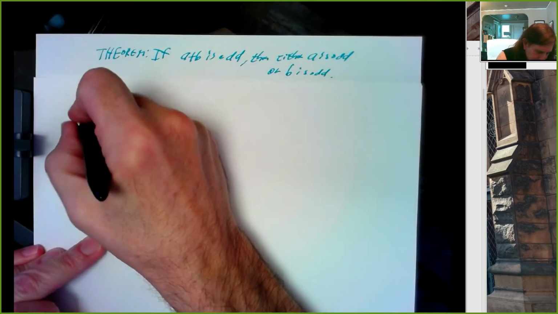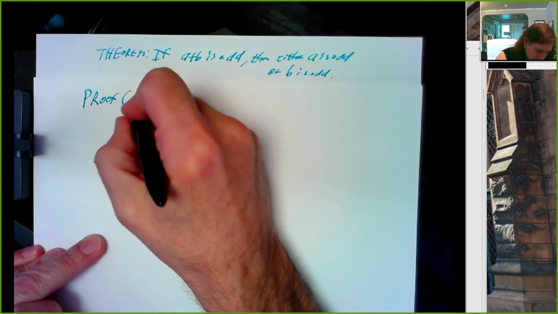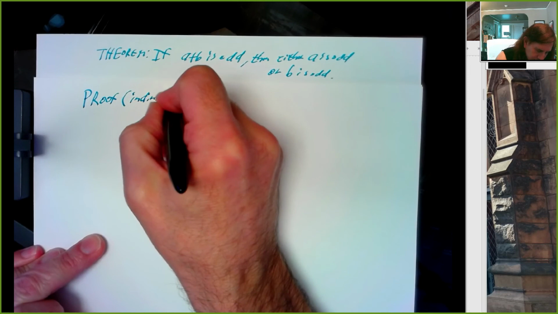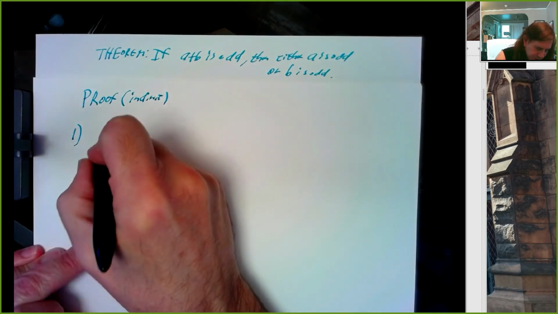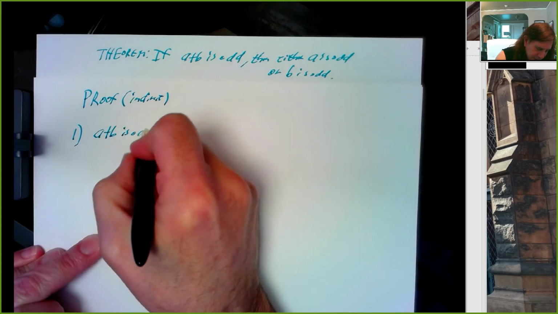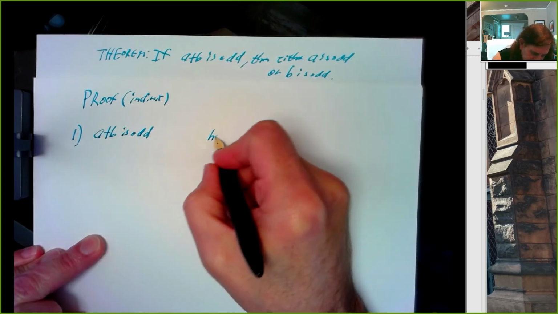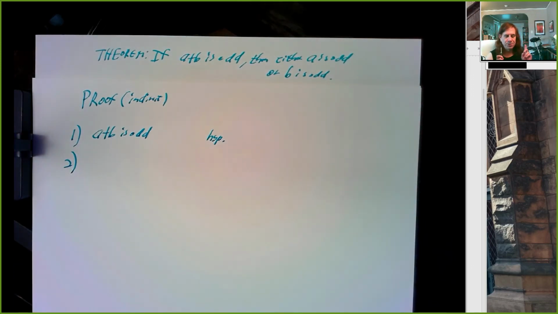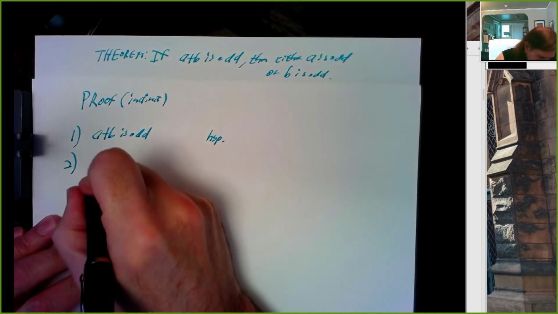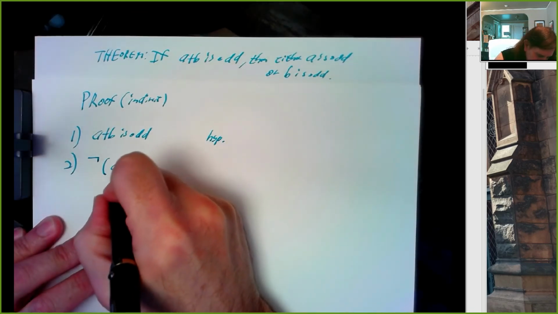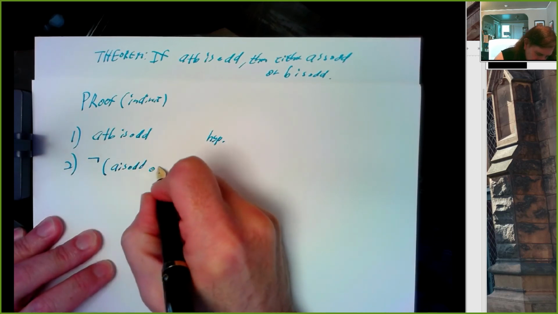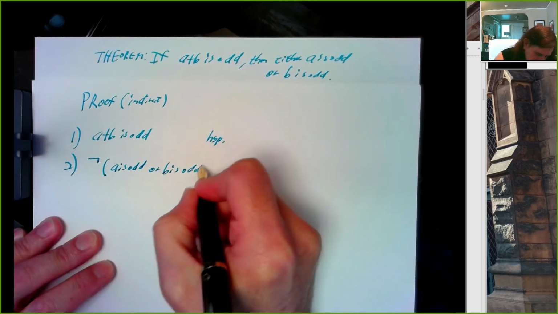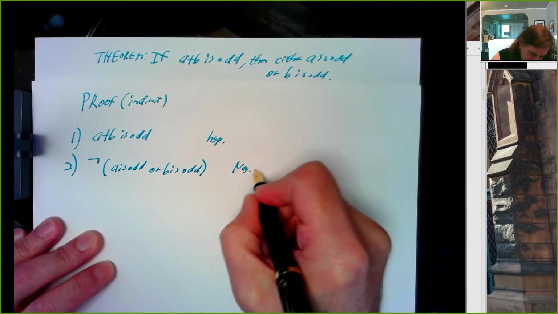And so let's do a proof, which is indirect. Okay, so statement 1, A plus B is odd. That's a hypothesis. An indirect proof, what we do is we negate the conclusion, and we argue to a contradiction. So step 2, negation: A is odd, or B is odd. The reason for that, that's the negation of the conclusion.